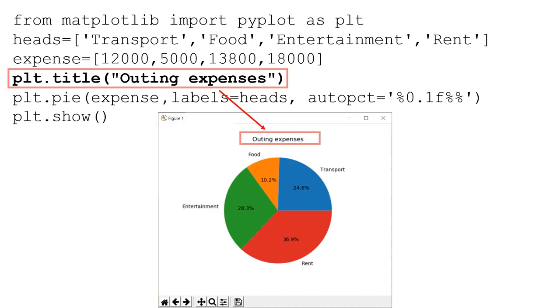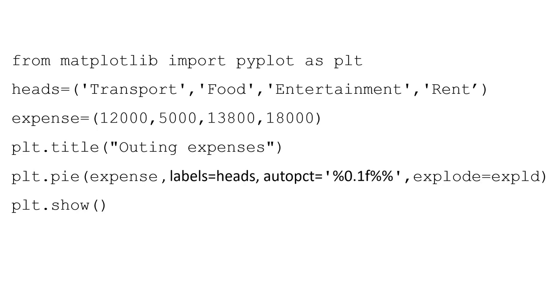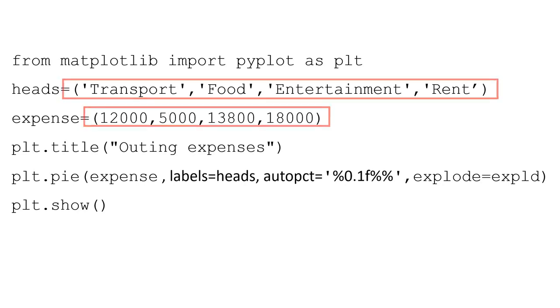Like in plot function, the arguments to pie function can also be tuples instead of lists. Here is an example. In this code, heads and expense have been changed to tuples. This will not affect the output in any way. This way we have covered pie charts also. Let us now move to bar charts.